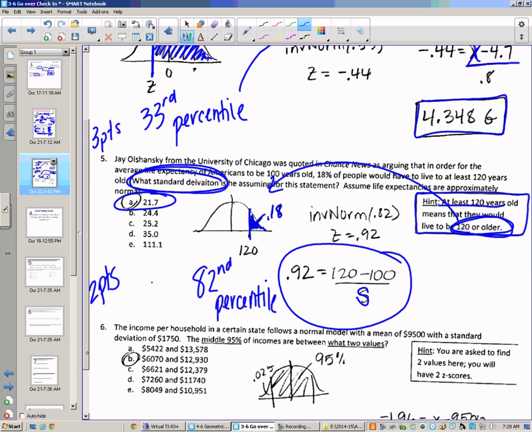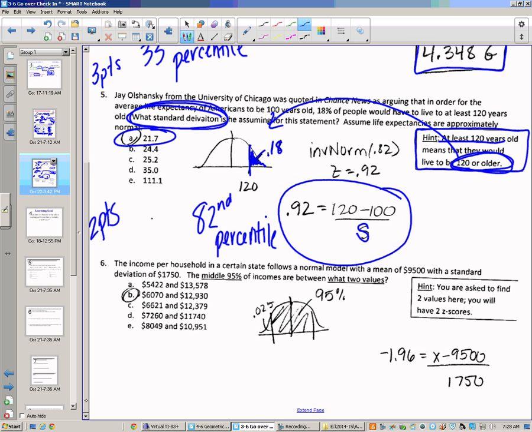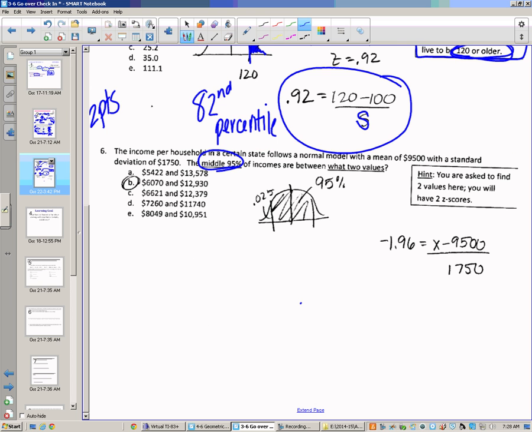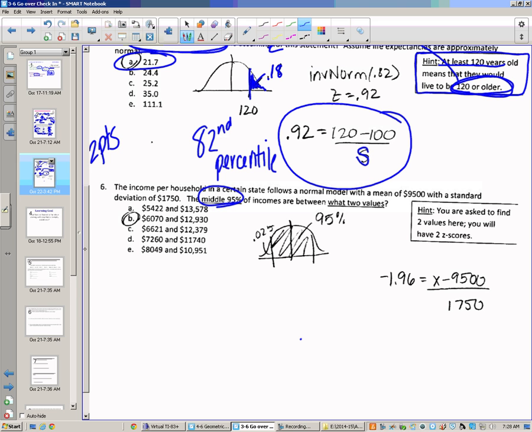The last question was tricky, but a few of you got it. So the middle 95%, this is a little bit different. I'm given a percentage, so I know I'm going to be doing inverse norm. The middle 95, that means this middle part is 95%. If the total percentage under the curve is 5% outside, that means half of 5% in the low tail and half of 5% in the high tail. So I want to find this z-score and this one. I need to find 2.